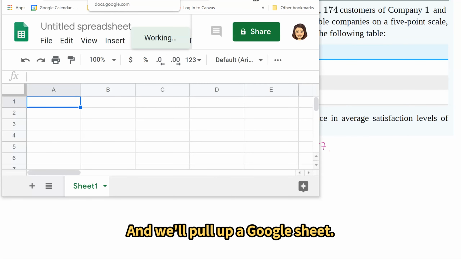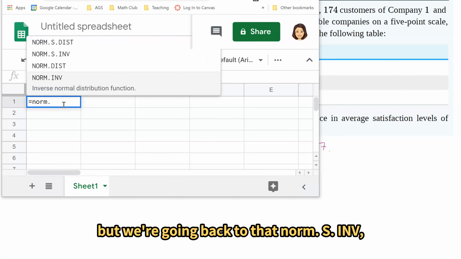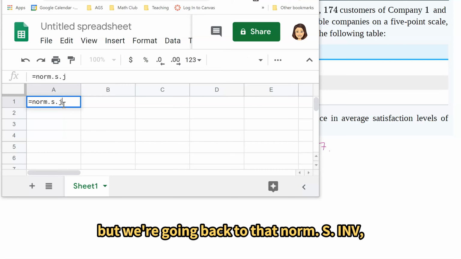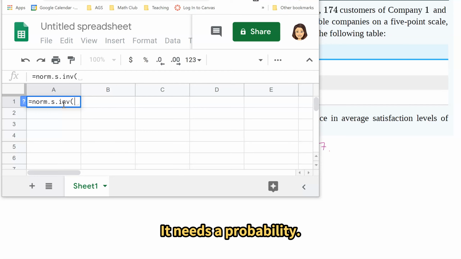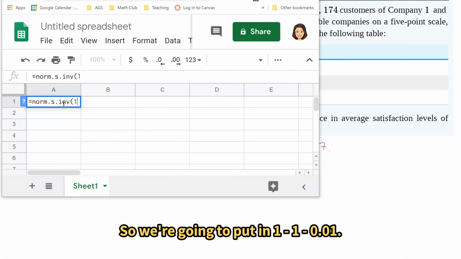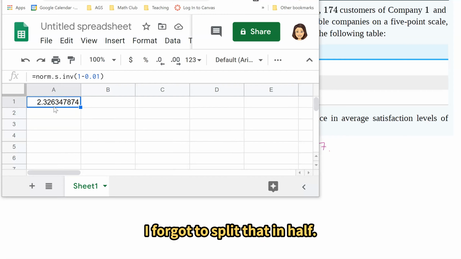And we'll pull up a Google sheet. Google and Excel work very similarly here, but we're going back to that norm.s.inv so that we can figure out what our z alpha over 2 is. It needs a probability, so we're going to put in 1 minus 0.01, and that gets us 2.326, 2.33. Oh no, I forgot to split that in half.